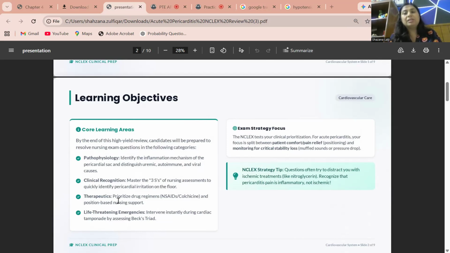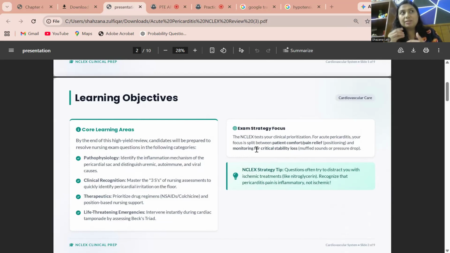And in the last, we will see the life-threatening emergencies, or you can say life-threatening complications of acute pericarditis. Before moving towards the session, just remember one key point, and you can say it's an NCLEX tip or exam strategy. The NCLEX tests your clinical prioritization. So, what is the clinical prioritization for the patient with acute pericarditis? Your focus should be the signs and symptoms.